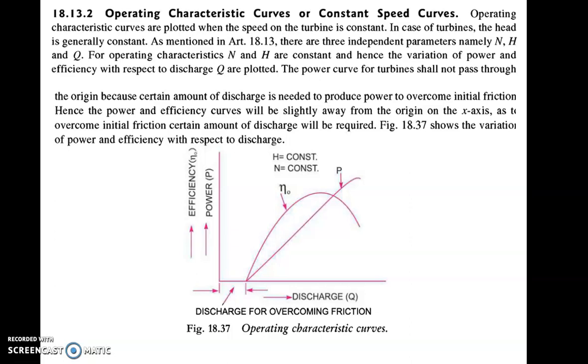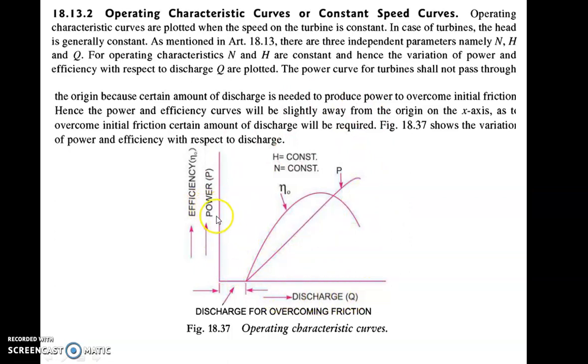But in the case of operating characteristic curves, you have to maintain speed constant, and you are not going to use the unit quantities there. You are going to use the plain values, whatever you are getting. So for a constant speed curve, N is equal to constant, but at the same time head is also maintained constant, because in actual running condition the head of a dam is constant. That's why operating characteristic curves are very important. These are the curves obtained under actual operating conditions.